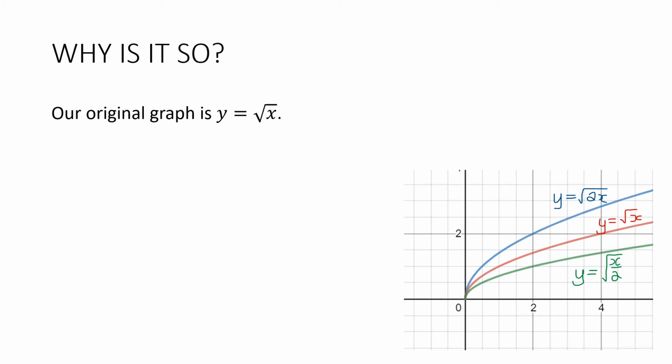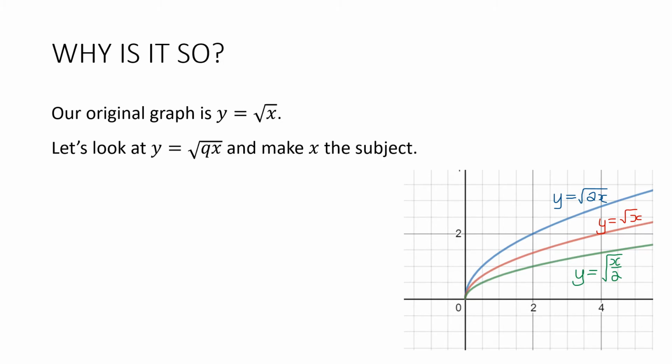Now if you want to have a look at why this happens, our original graph here is y equals the square root of x. Let's have a look at y equals the square root of qx, and we're going to turn it around and make x the subject. So square both sides. y squared is equal to qx. x is equal to 1/q times y squared. There's our 1/q.